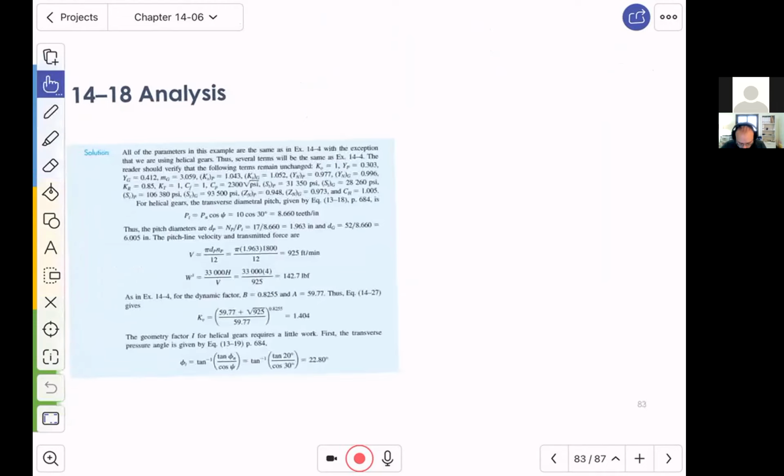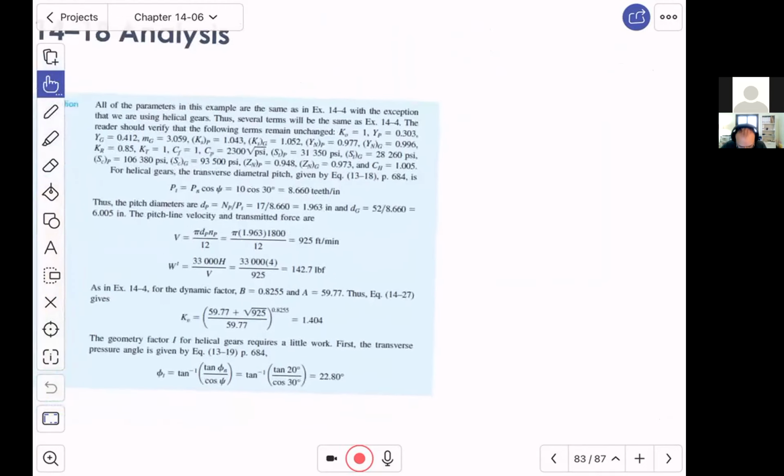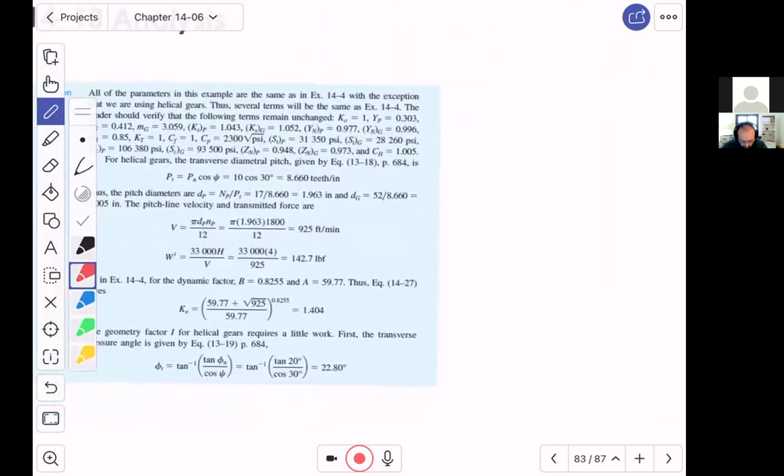If you go here, it tells you that, first of all, KO is the same. Changing the gear from spur to helical doesn't mean that you introduced or removed something in terms of shock or others. This is part of the operation. The gear is not the reason. So KO is 1. It will stay as 1.